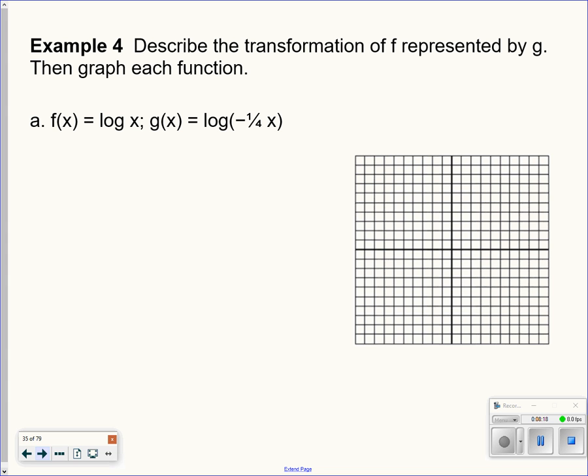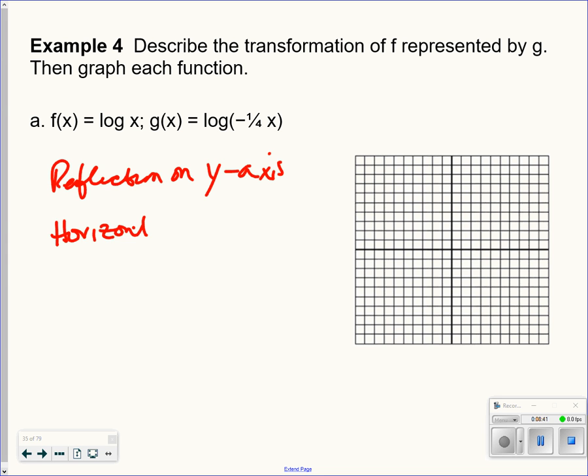I went from the log of x to the log of negative 1/4 x. So describe the transformation. Well, that is replacing x. So that is a reflection on the y-axis, and it is a horizontal stretch by 4. All right, so now let's get into the graph.